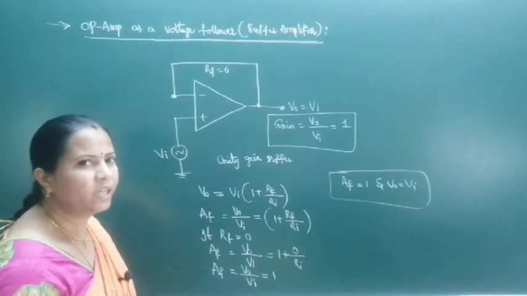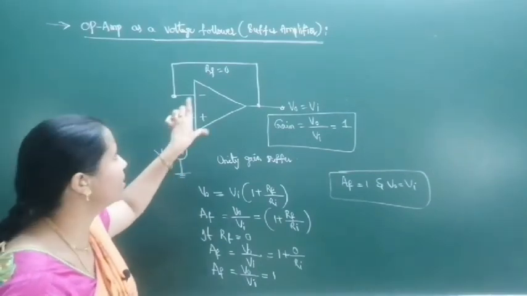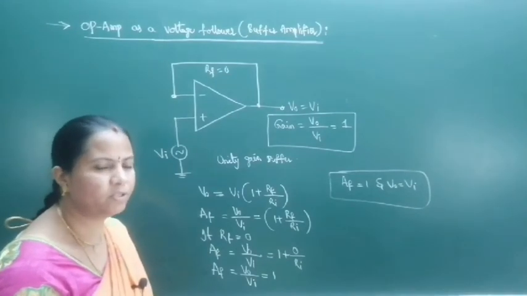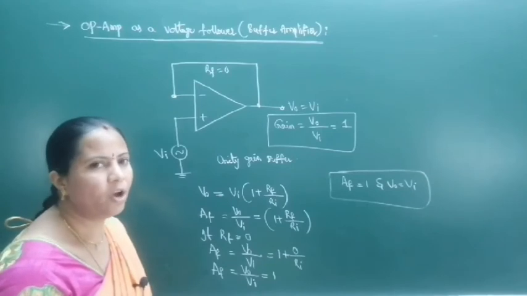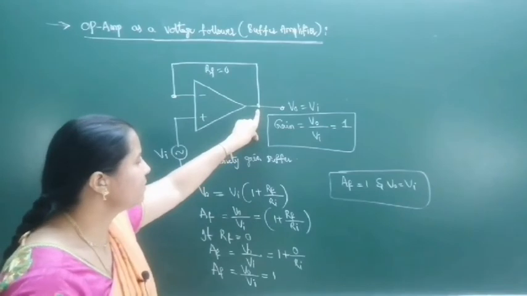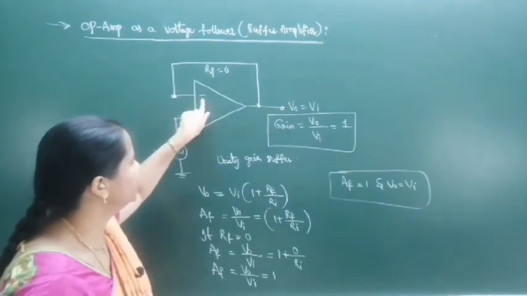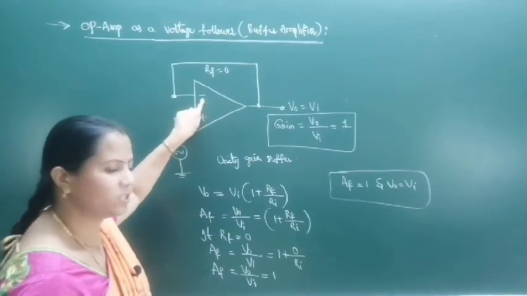Here, in the non-inverting amplifier, we are not connecting any feedback resistor and input resistor. That means we are removing the feedback resistor and input resistor of the non-inverting amplifier, and directly connecting the output of the amplifier to the inverting terminal of the operational amplifier.